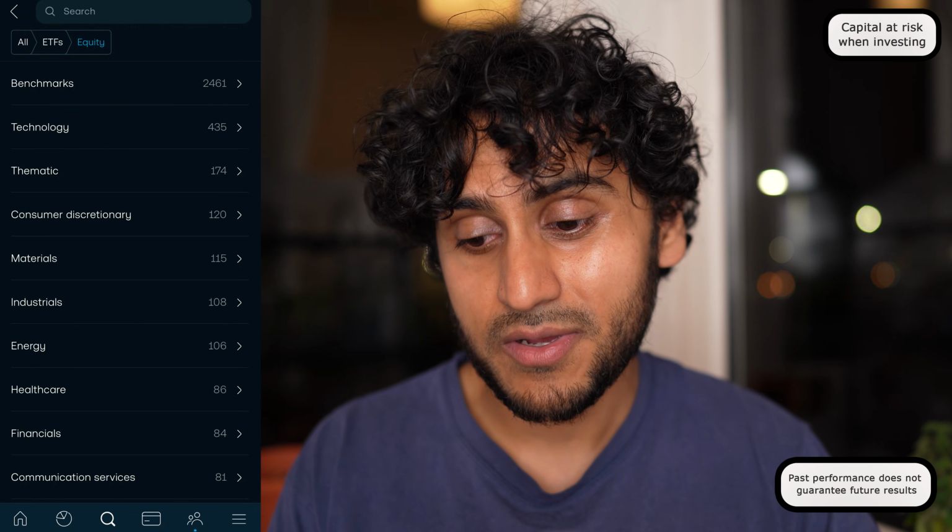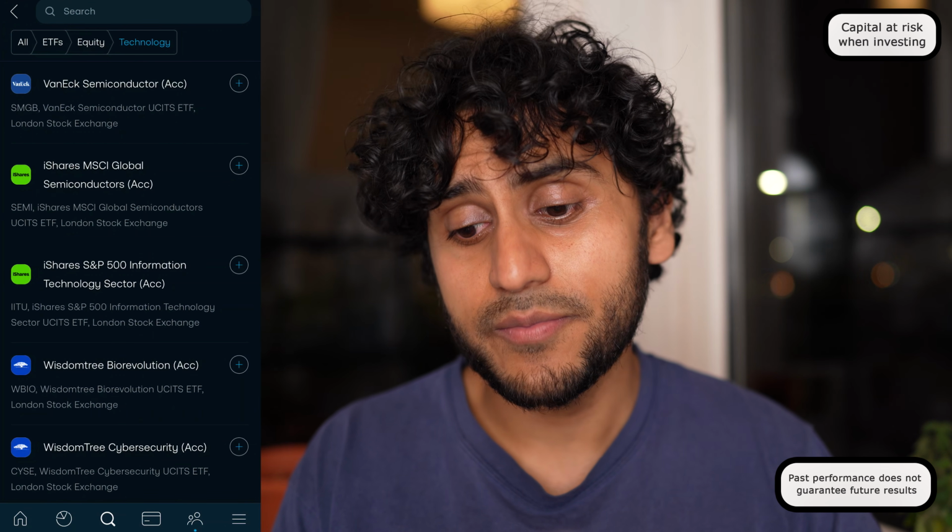So when it comes to equity ETFs, the main one is going to be benchmarks. But for example, under benchmarks, technology is the most famous. Now, yes, I would probably call this a thematic ETF. For example, a semiconductor fund, which actually focuses on companies that are related to manufacturing or services around semiconductors.